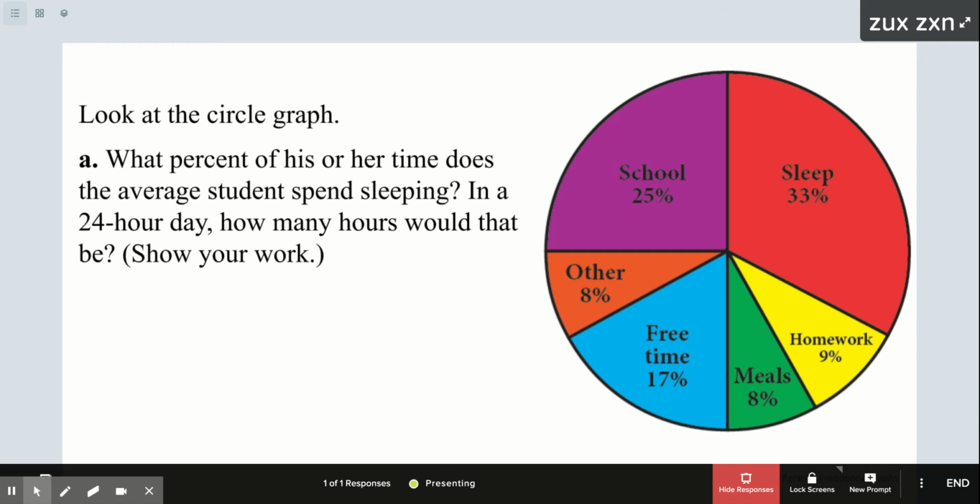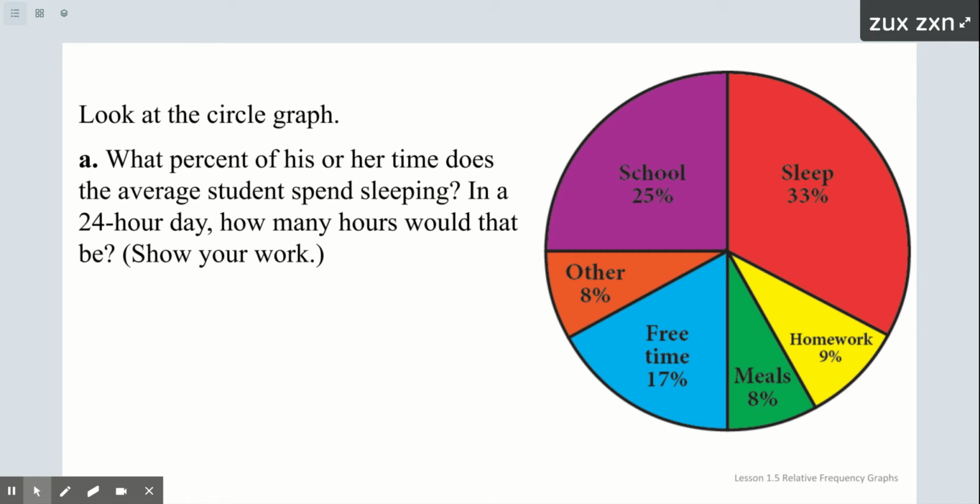Okay, so it asks what percent of his or her time does the average student spend sleeping? And in a 24-hour day, how many hours would that be? So the percent time sleeping, I can just see is 33%. And I know that 33% is about one third, right? 33.3 repeating would be one third.